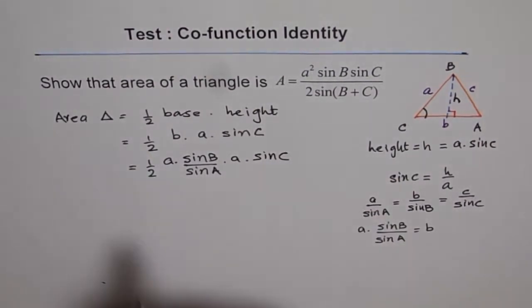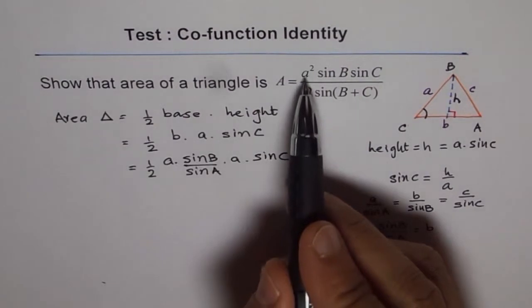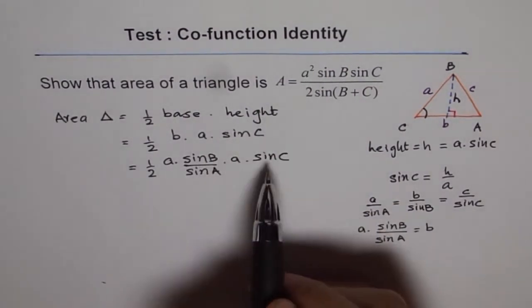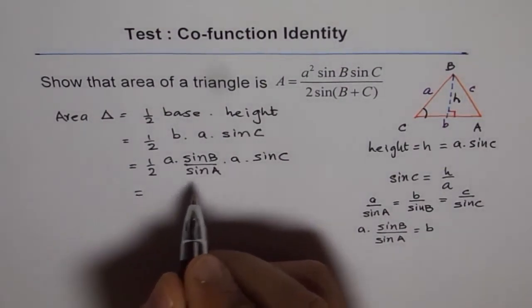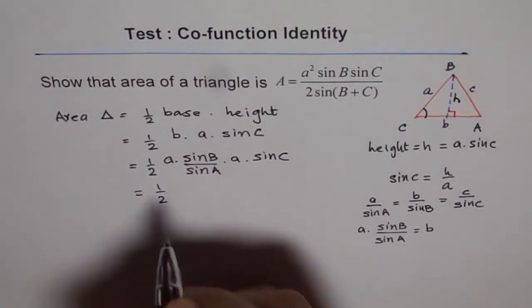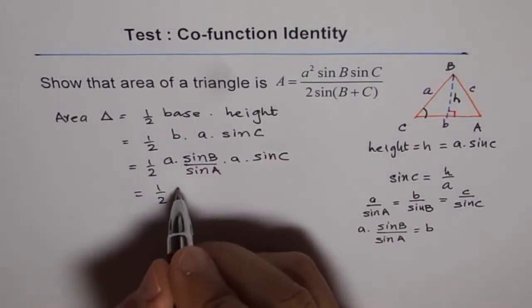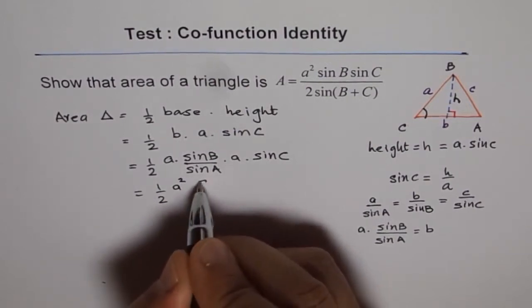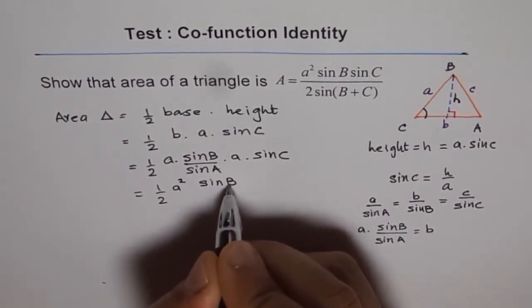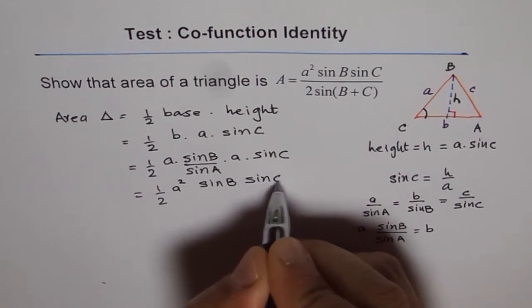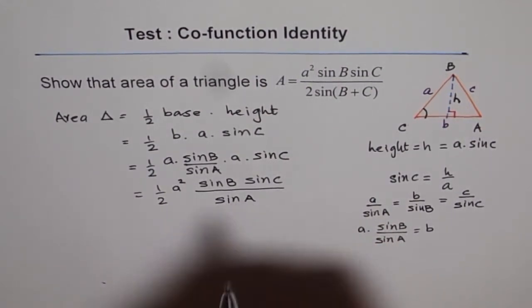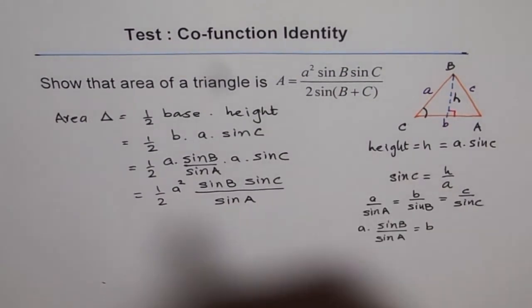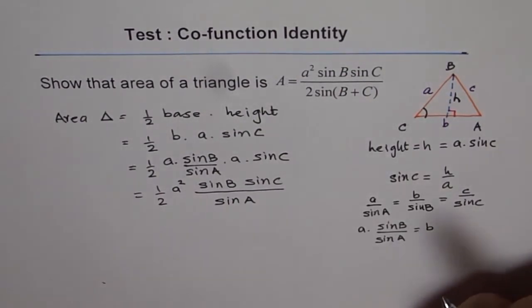As you can see, we have already got A times A, which is A square. We got the sine B and sine C. The denominator is still different. So let me first rewrite this to see how close we are to our objective. So we have A square sine B sine C divided by sine A. Now we need to write A in terms of B plus C. So how can we do that?